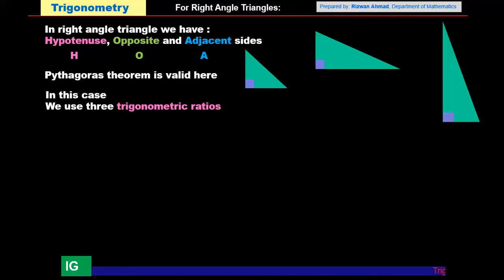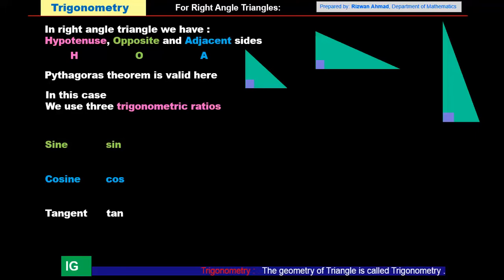So in this case we can use trigonometric ratios. So trigonometric ratios are three. Initially we have three trigonometric ratios: sine, whose symbol is sin, cosine, which is shortly called cos, and tangent, which is shortly tan. So what are these sine, cos and tan?